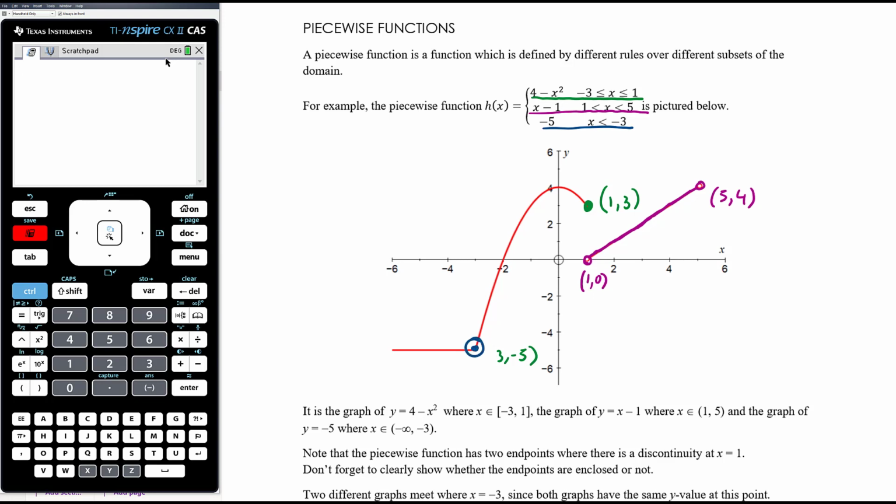Something can't be both included and not included. The point is either included or it's not, okay? Is the point (3, -5) included somewhere in this function? Yes, technically it's included on this green branch, but it doesn't matter. It's included on the function. The graph's going to be continuous at that point.